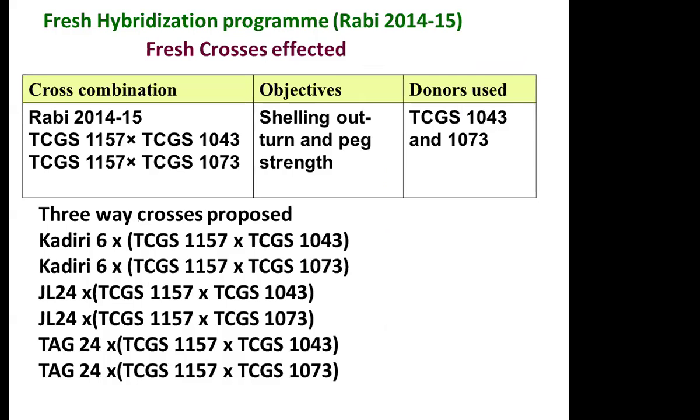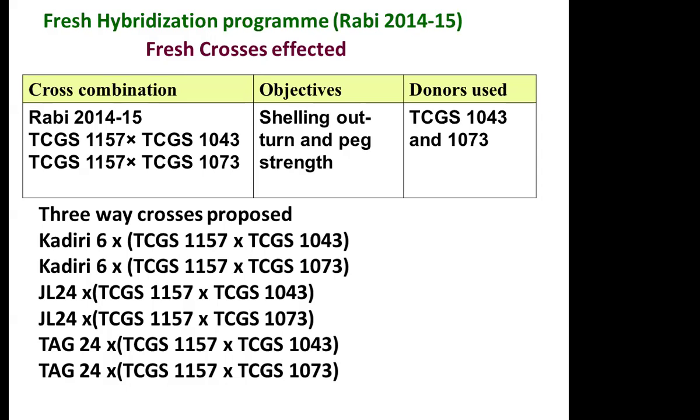And here, why I am showing this is three-way crosses. Why do we have to go for three-way crosses? Here we have TCS 1157 and 1043. Why have we made this? For improvement of shelling out and peg strength. Like that, in between we have traits which we have to add to the varieties.